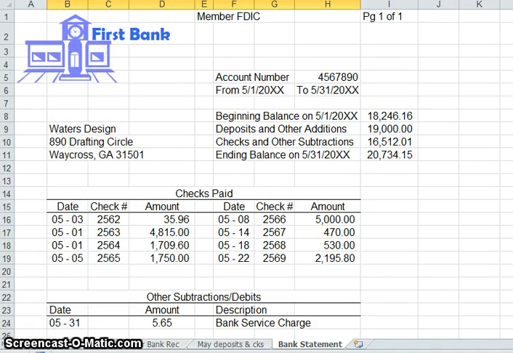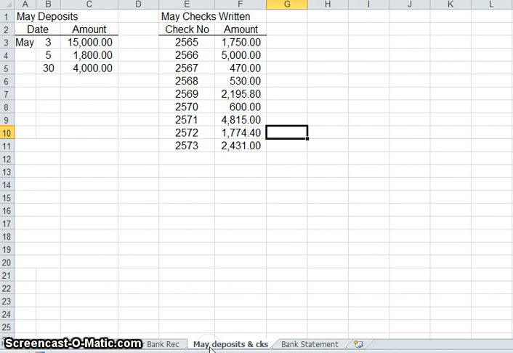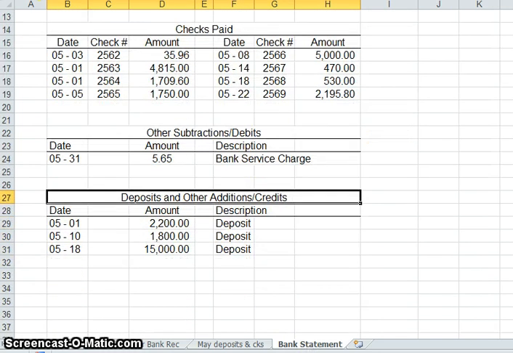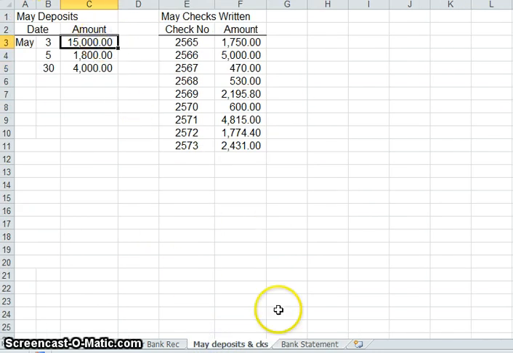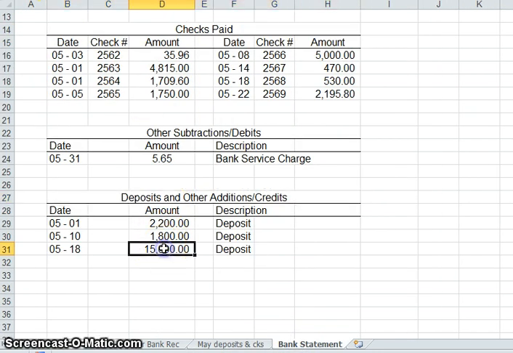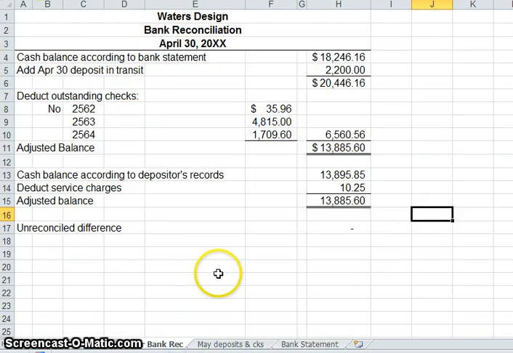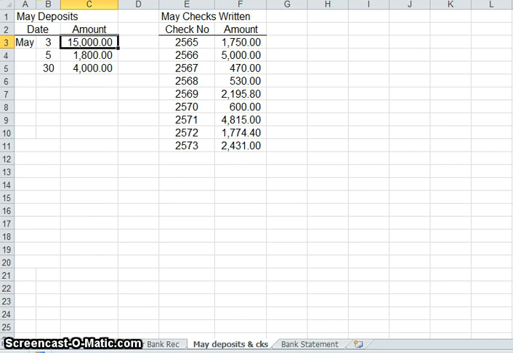What I want to do with this information is compare it to my information. So let's go and look. Here's some of our information. May the 3rd, May the 5th, May the 30th. Okay, we've got 15,000, 18,000, 4,000. All right, let's just look at these deposits to start off with. What's on the bank statement? Do we see those? Let's go down to the deposit section. I'm going to flip back and forth. 15,000. Do we see that $15,000 deposit? Yes, I see it there. I'm just going to highlight these as we go through so we know that we've found them. We did indeed find that $15,000.